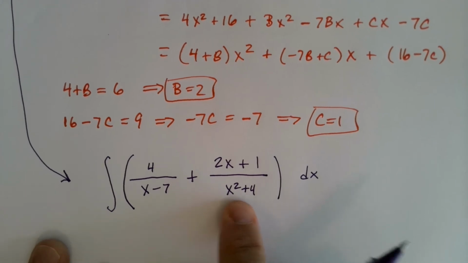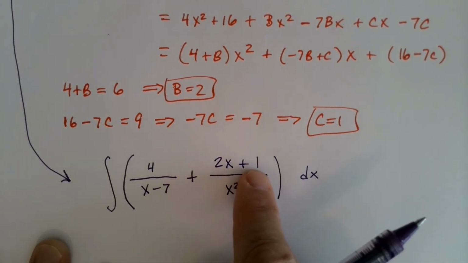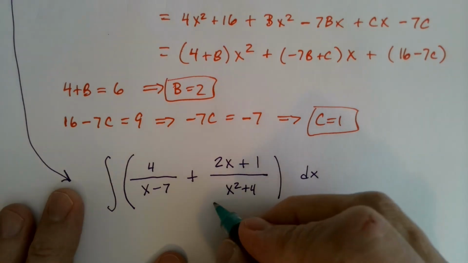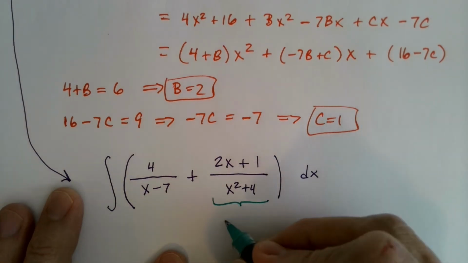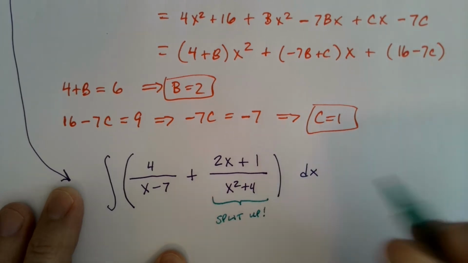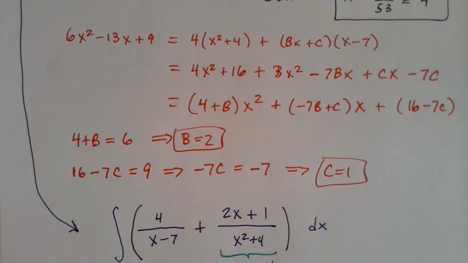Here, if I let u be x squared plus 4, du is just 2x. Oh, I've got a 2x plus 1, not 2x. So it doesn't work. How do I go about doing that? Do you remember what I have to do here? I have to split this up. I have to break it up. So let's take a look at that.